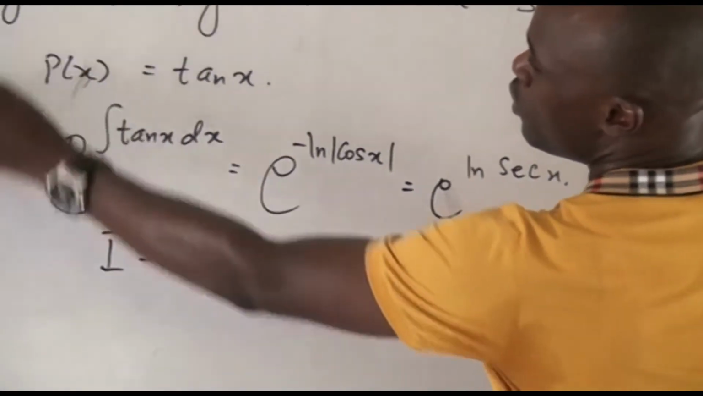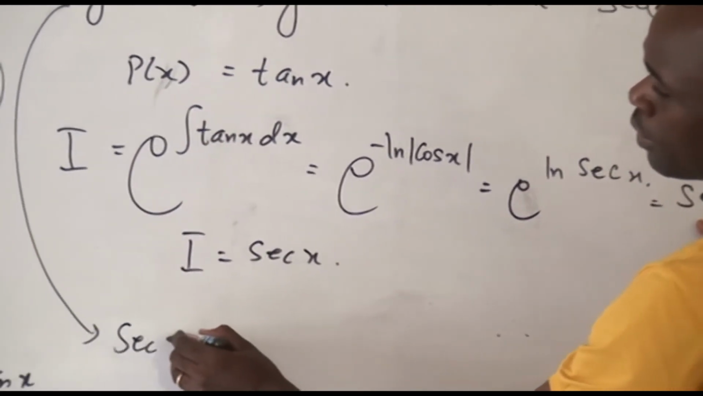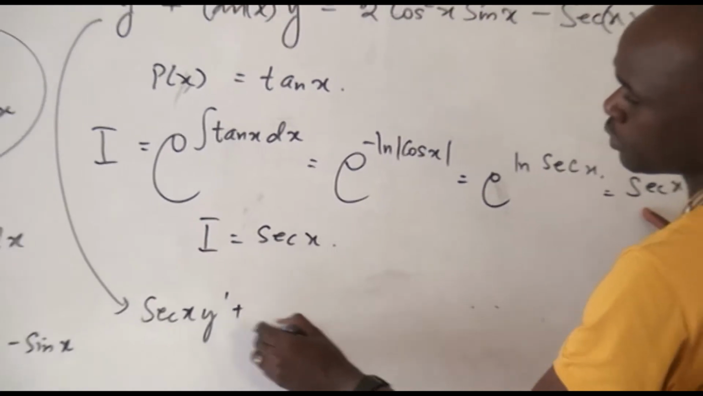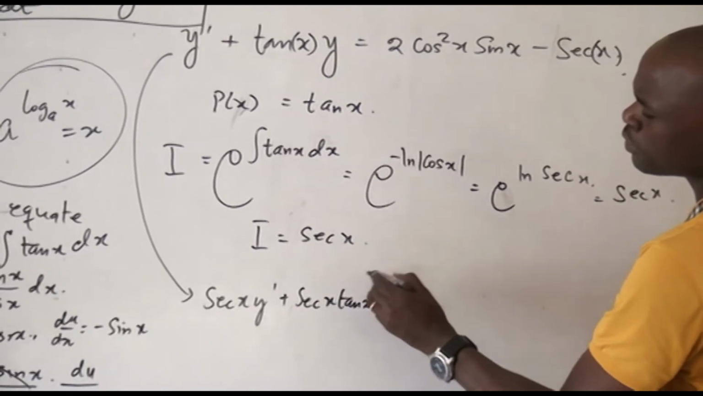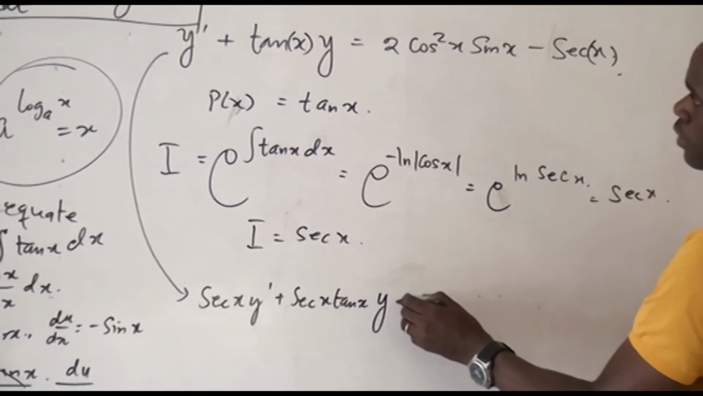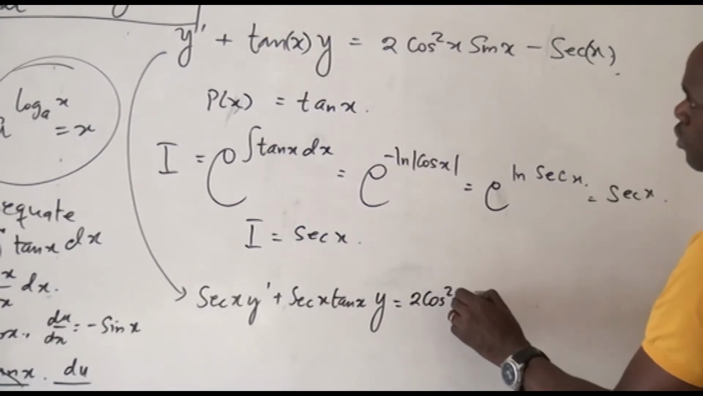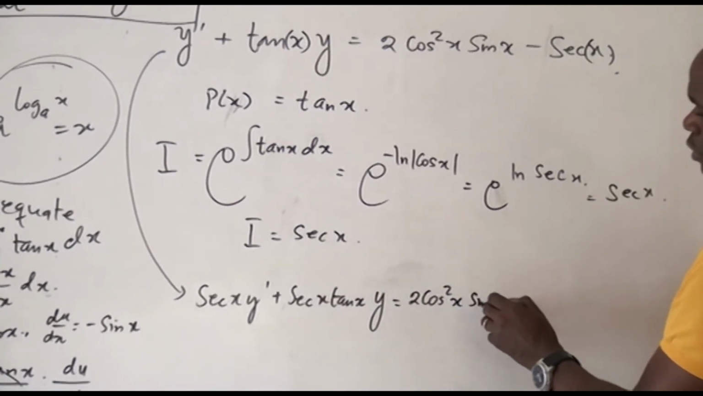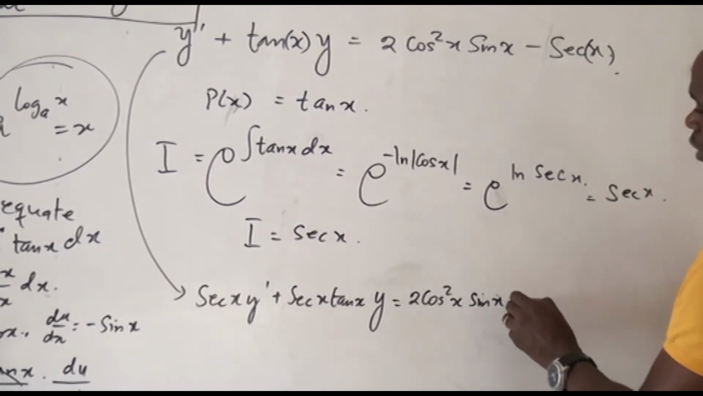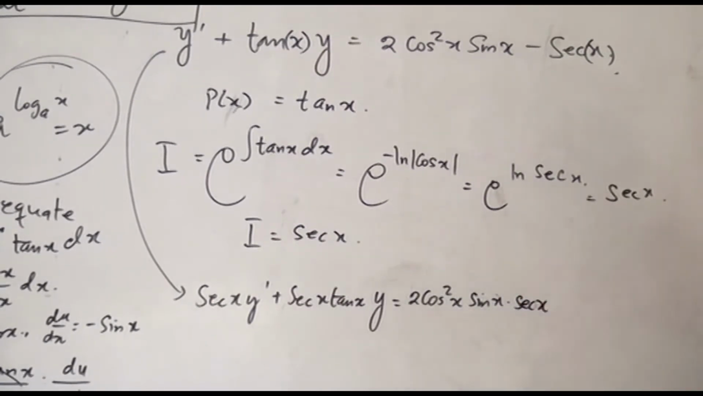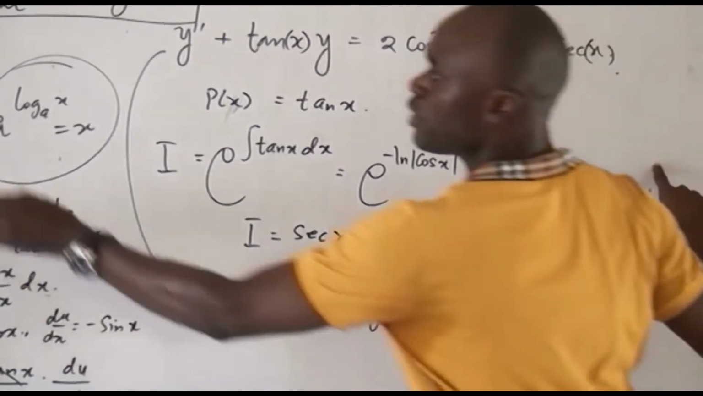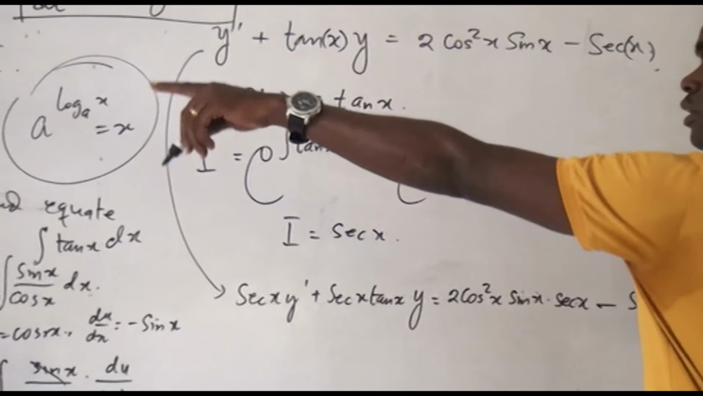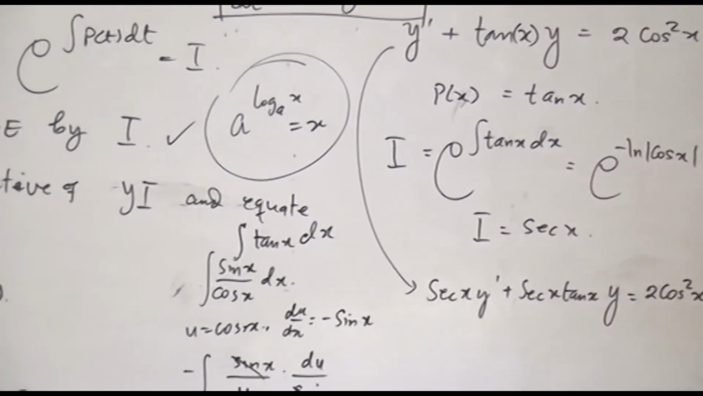So this is going to give us sec x y prime plus sec x tan x y equals 2 cos square x sine x times sec x, and this is going to give us minus sec square x. So I'm multiplying the whole of this by the integrating factor. I'm actually doing the third step, multiplying that by the integrating factor.